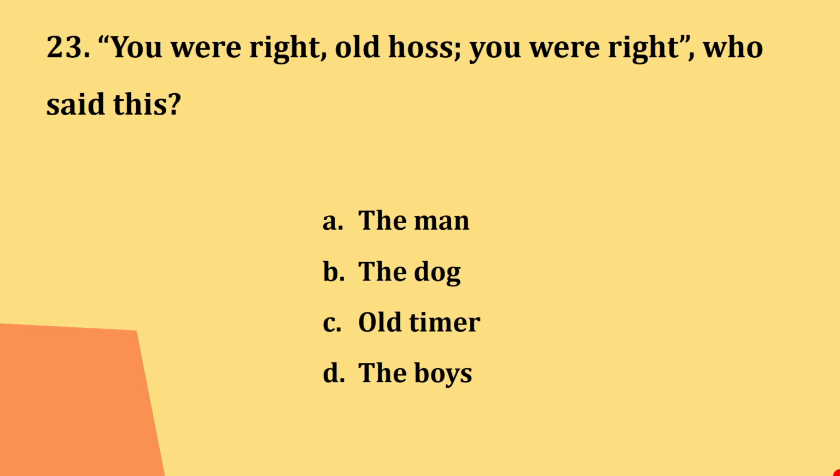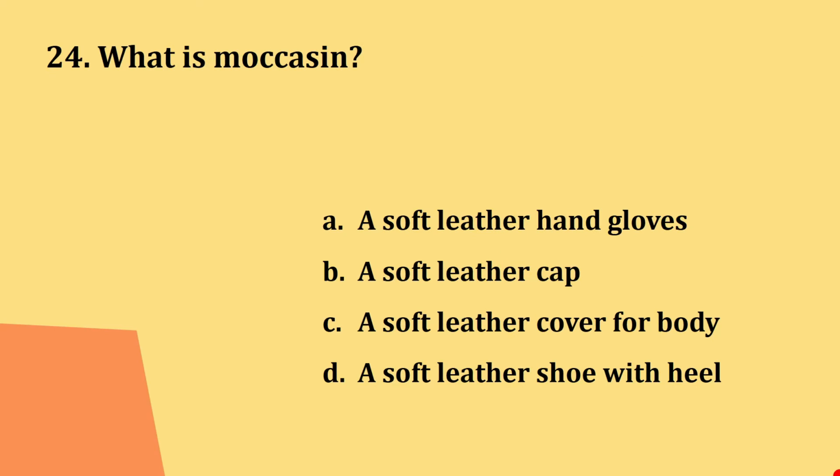23. You were right, old horse, you were right. Who said this? A. The man, B. The dog, C. The old timer, and D. The boys. And the correct option is A. The man said these words when he was dying.